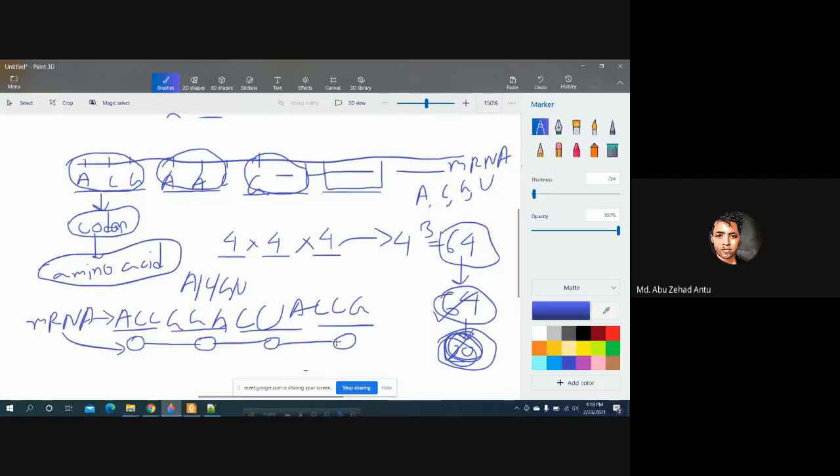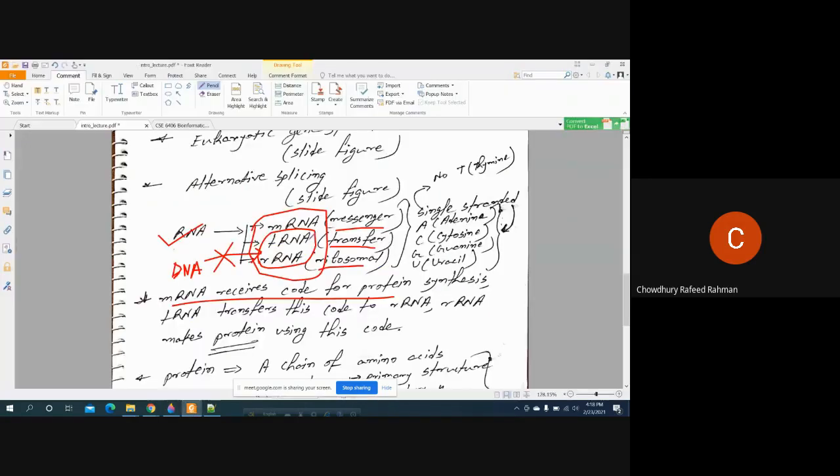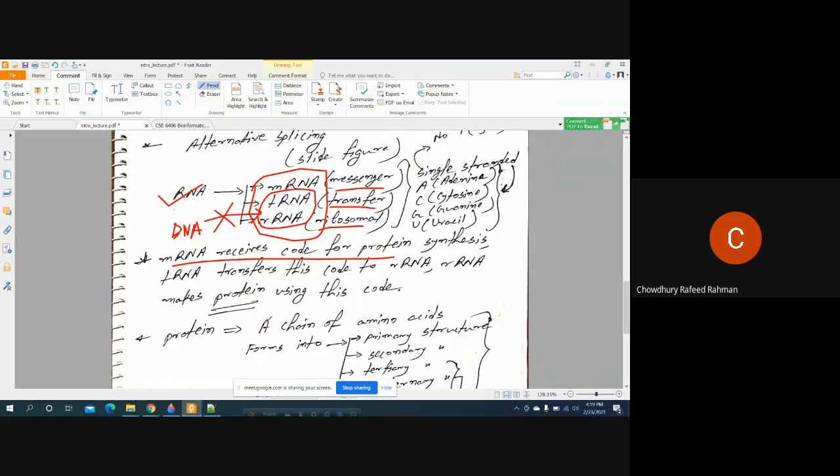Yes, sir. Now the question is, we can understand that from DNA we can get mRNA, and from mRNA we can get protein. So what do these two RNAs do? I mean, what is their function? We don't see them working anywhere. They have a very big role to play here. So let me show you what that is.